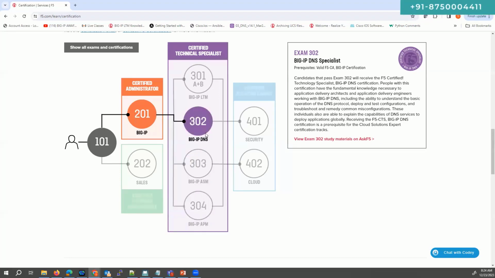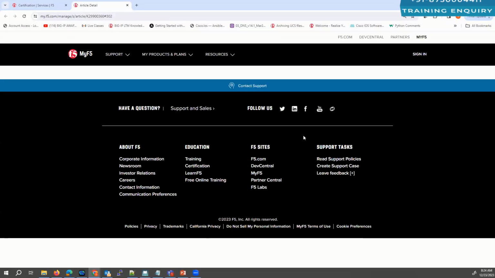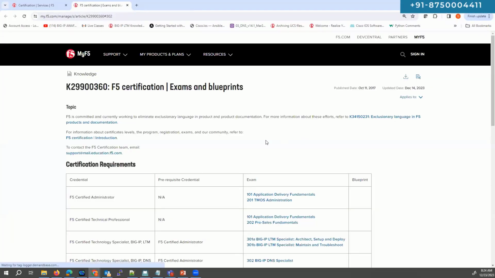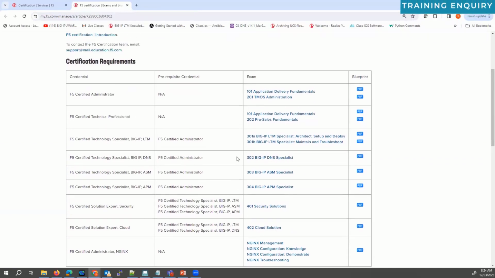But that's the exam that you would take for the BIG-IP DNS module. So you can see that here, 302. So that's the exam. And then also you can look at the exam study material, which can give you a kind of blueprint, right? That, okay, these are the topics that you should focus on before taking the exam. So at least you can go through that, right? So now, if you look at here, especially for the DNS, right? So there you go, right? So 302.